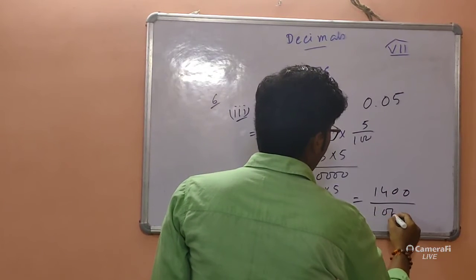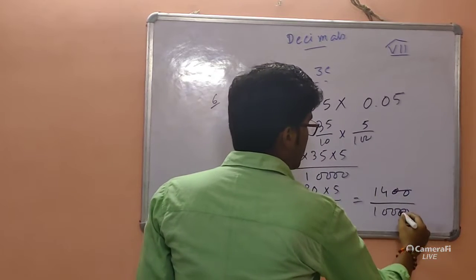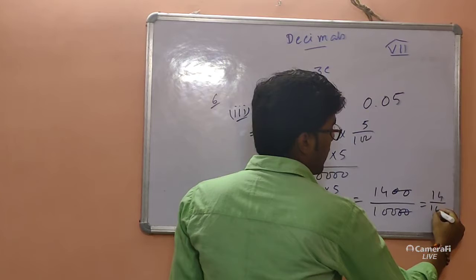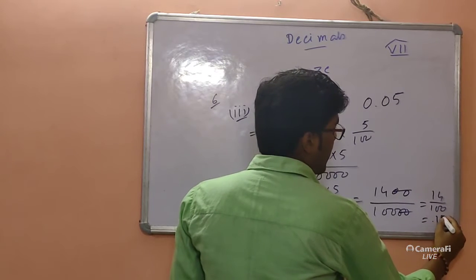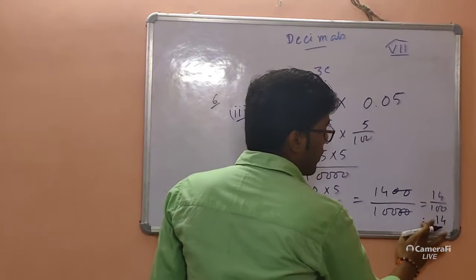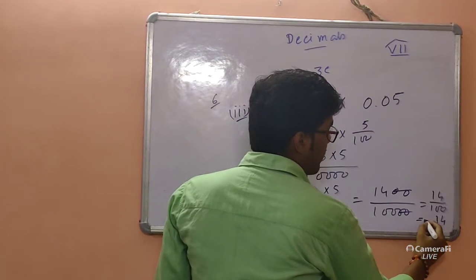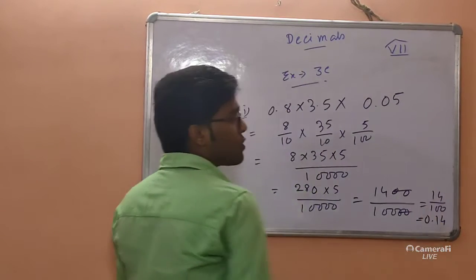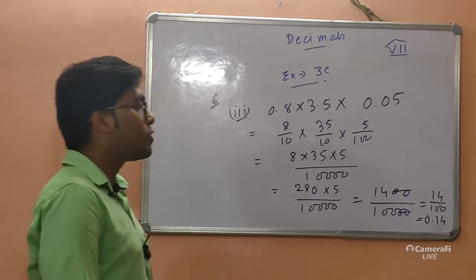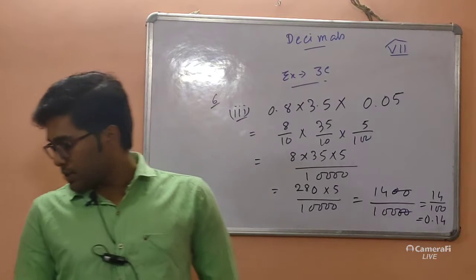So 2 zeros cut down, therefore 14 by 100, so 0.14. Clear? Why 0.14? Because here the denominator is 100, so from the right after 2 decimal places we give the point, therefore 0.14. Let us do one more.